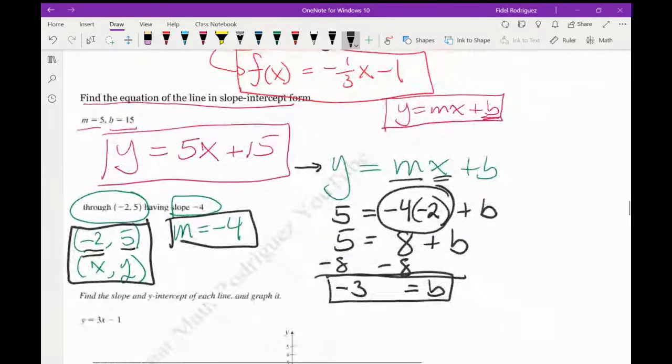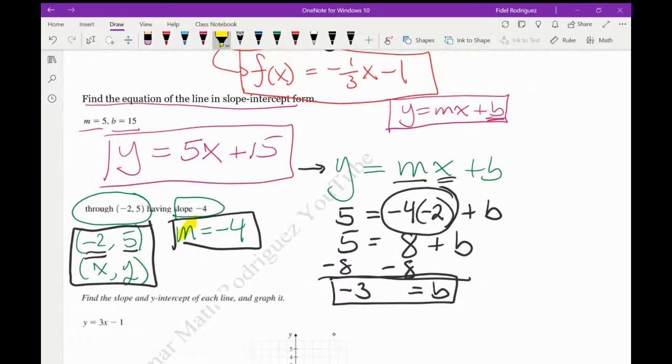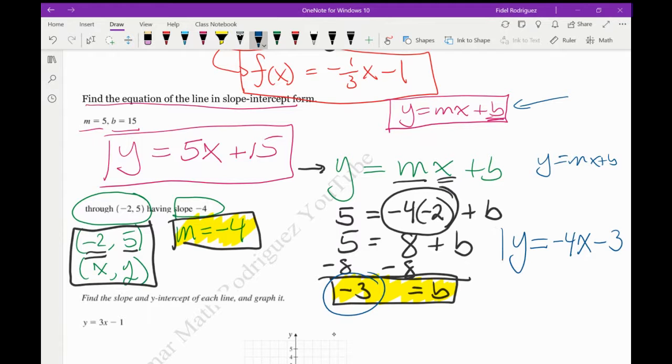And so now, if I know that m was equal to -4, and we just found our value of b to be the number -3, then I bet you we can come back to this equation right here, y equals mx plus b, and we can fill it in. We can say y equals -4x plus b. b in this case is -3, and we're done.